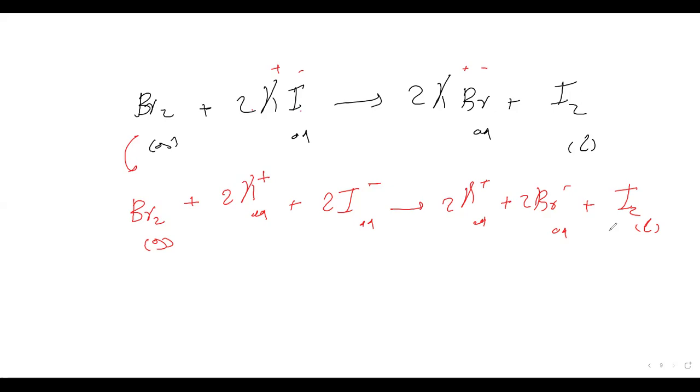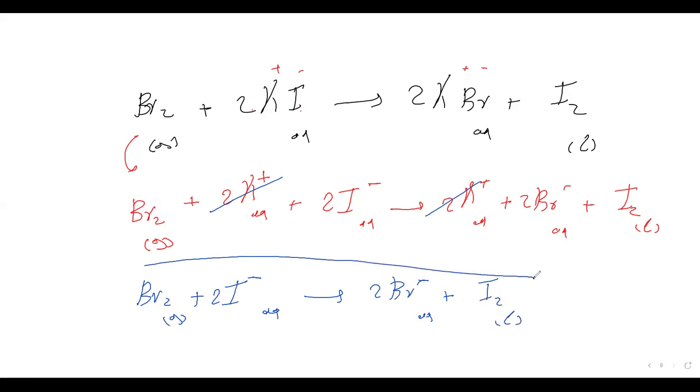The spectator ions: we remove the potassium. 2K positive with 2K positive. The remaining: Br2 plus 2I negative aqueous gives 2Br negative aqueous plus I2 as a liquid.